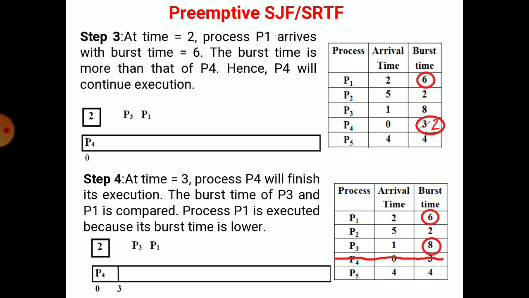At timestamp 3, the process P4 finishes its execution because it required only 3 milliseconds on the CPU. Now the scheduler will select from the waiting processes. Here P3 and P1 are residing, so comparing the burst times of P3 and P1: P1 requires 6 milliseconds and P3 requires 8 milliseconds. So P1 is executed because its burst time is lower.